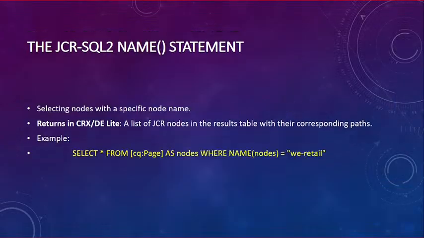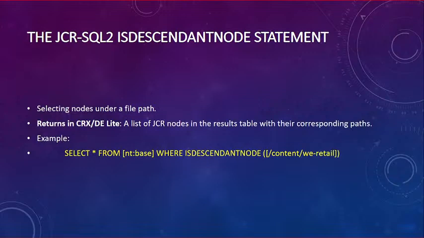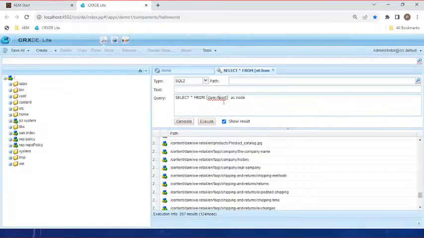Later we have is descendant node. But before that, here you see select star from cq:Page. Consider this cq:Page, where is nothing but the clause. After that only you can define the condition. Before that you have to define where. Is descendant node is used whenever you want to define the path, and if you want to search only under this path, then you can simply use is descendant node.